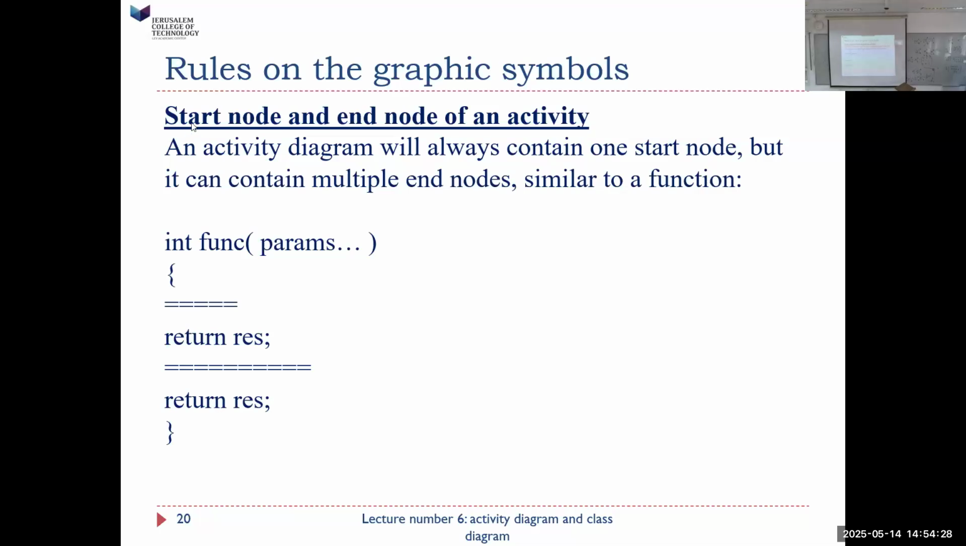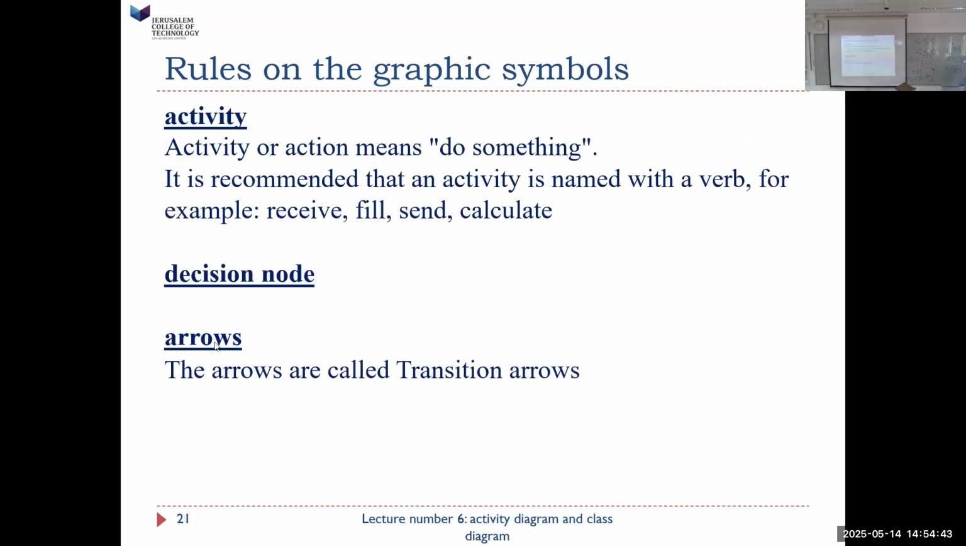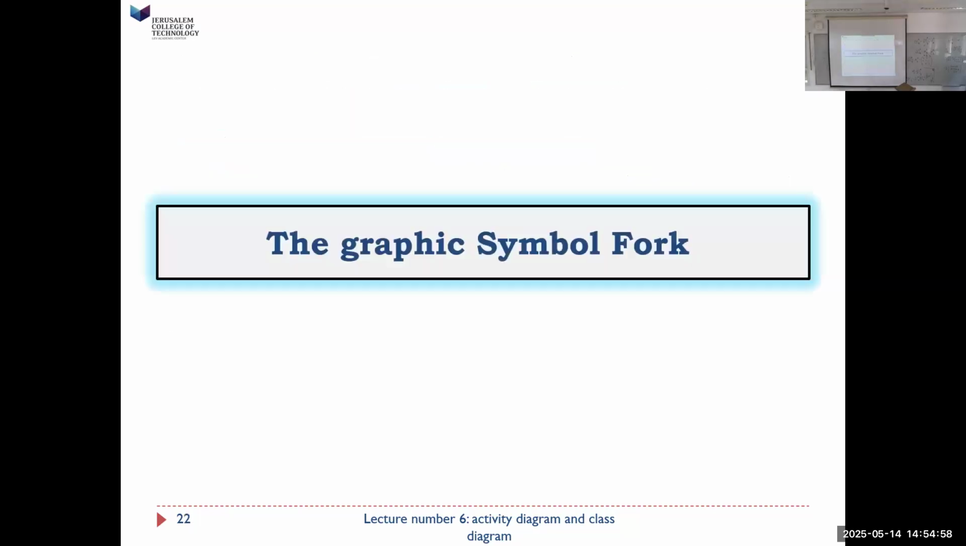Rules on the graphic symbols, the start node, the end node of an activity. An activity diagram will always contain one start node, like I said, but can have multiple end nodes. Like a function, which can have multiple returns, depending on your ifs. Another rule, activity or action means do something. It is recommended that an activity is named with a verb, for example, receive, fill, send, calculate. The arrows for a decision node are called transition arrows.